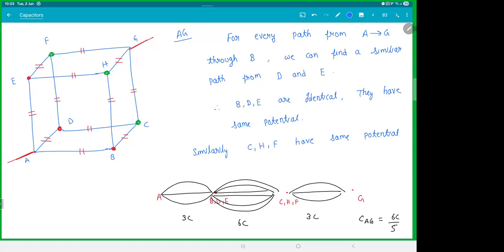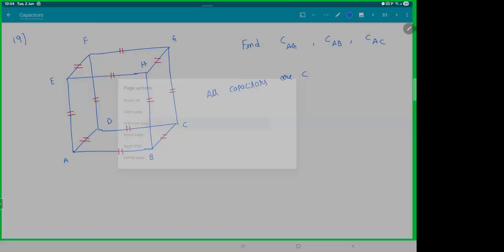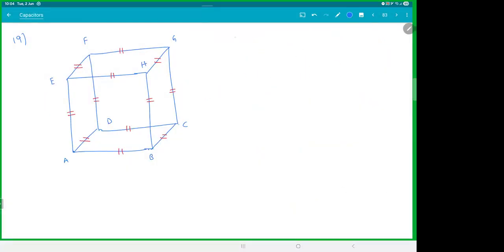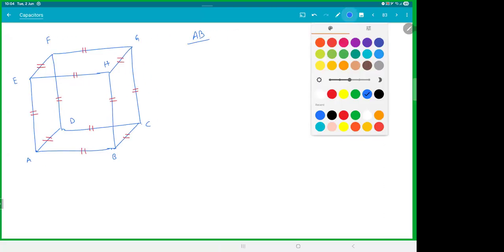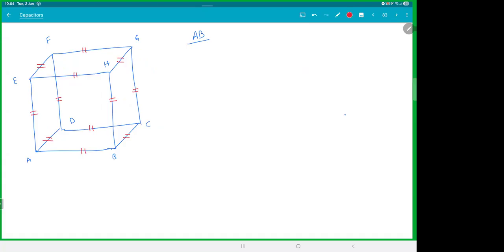Any other answer? Yeah, let's see A to B. So we are going from A to B. You can ask yourself, when you go from A to B, there are three ways you can go. You can go from A to B directly, or you can go from A to D, D to C, and C to B. Or you can go A, E, H, B. Look at this. A, D, C, B, A, E, H, B. They're identical. Do you guys agree with that? So D and E are same.